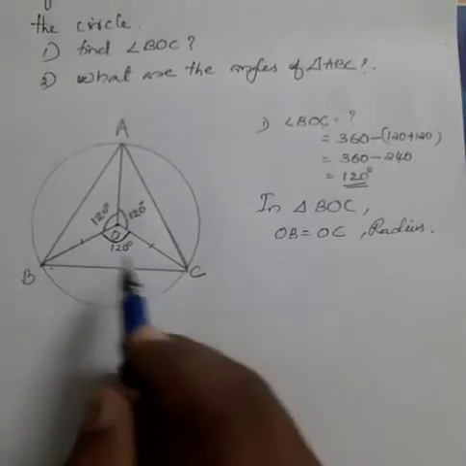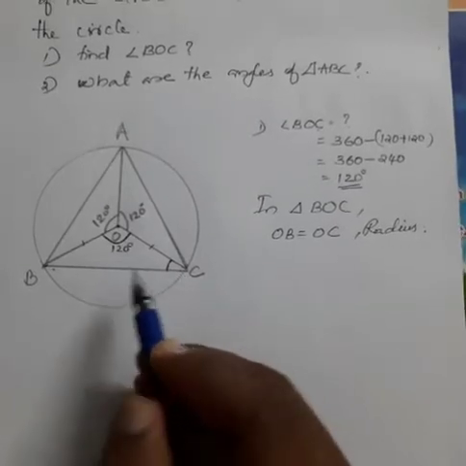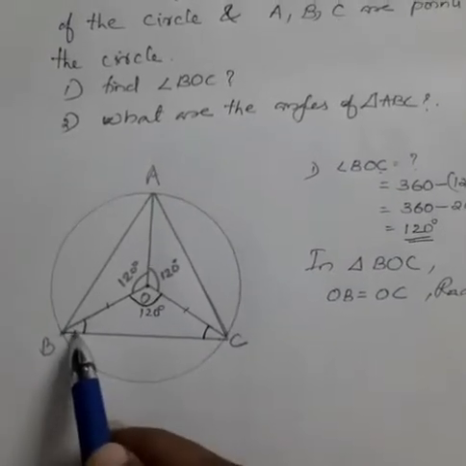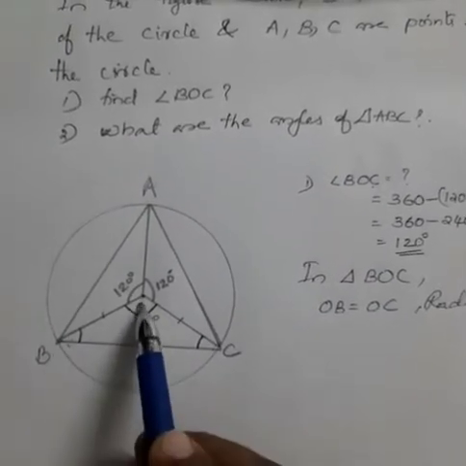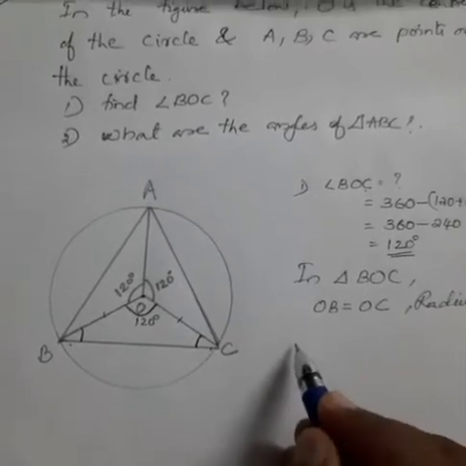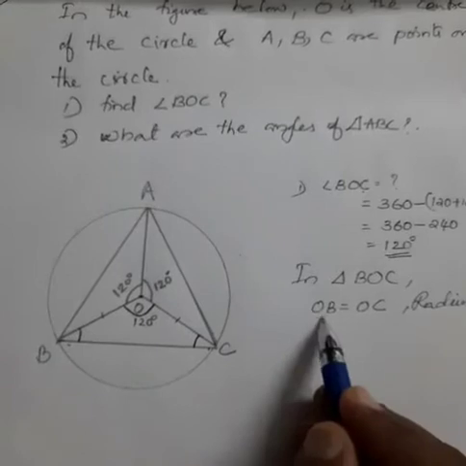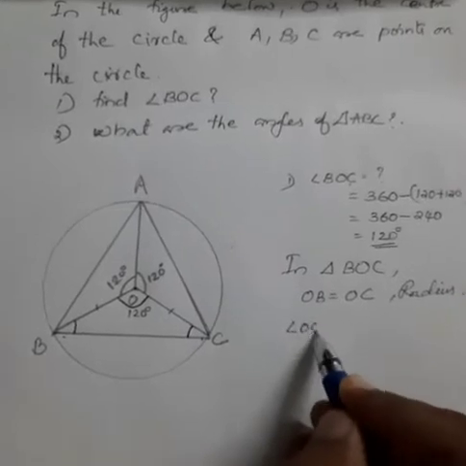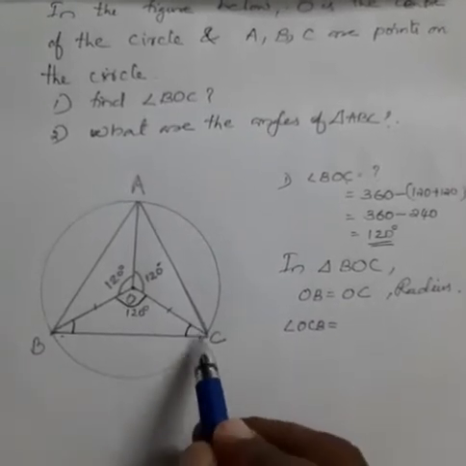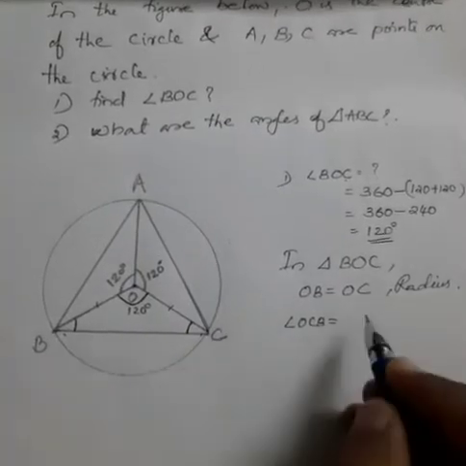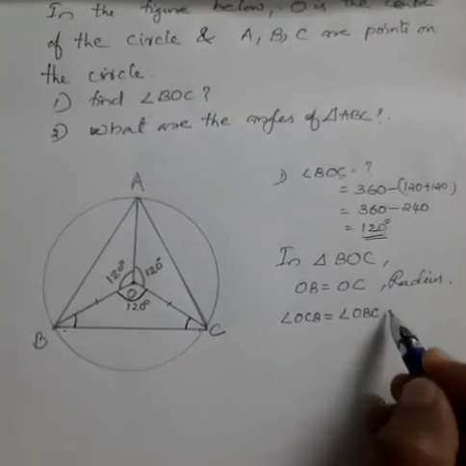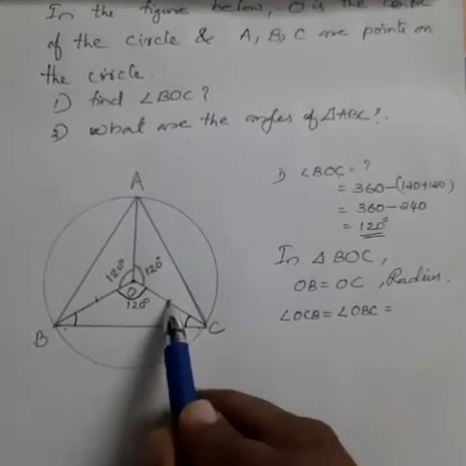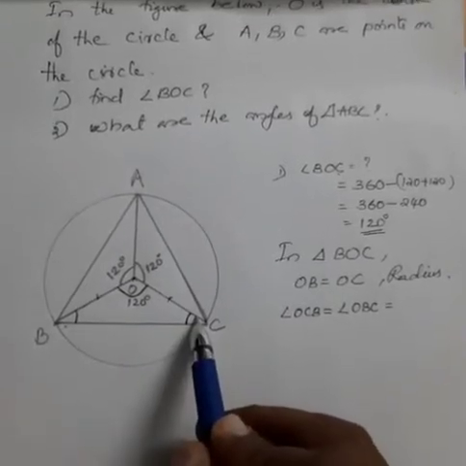So opposite of OB, what is that? This angle. And opposite of OC, this is the angle. And what is the first angle here? This node B is OBC. Or we can write, opposite of OB is this angle, OCB. Angle OCB is equal to angle OBC, the angle opposite of OC. These two angles are equal. If two sides of a triangle are equal, opposite angles are also equal.